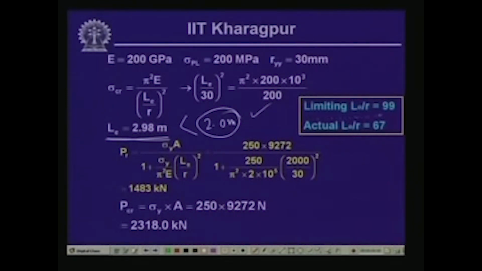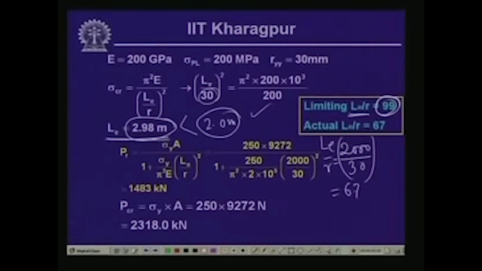As you can see, the limiting L E by R, that means this length divided by the minimum R which is 30, we get as 99, and the actual L E by R, that means 2000 divided by 30, where L E here is 2000, which is 0.5 times 4000, is equal to 67. Now, this value is less than the limiting L E by R value, and therefore Euler's critical load formula will not give us the value of the critical load.